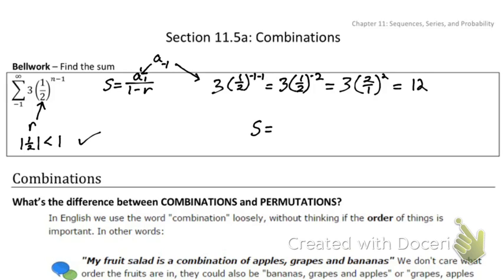So our sum is going to equal our first term, which is 12, over 1 minus r, which is 1 half. Well, that's 12 over 1 minus 1 half. 1 minus 1 half is 1 half. 12 divided by 1 half is really keep, change, flip. 12 times 2 over 1, or 24.